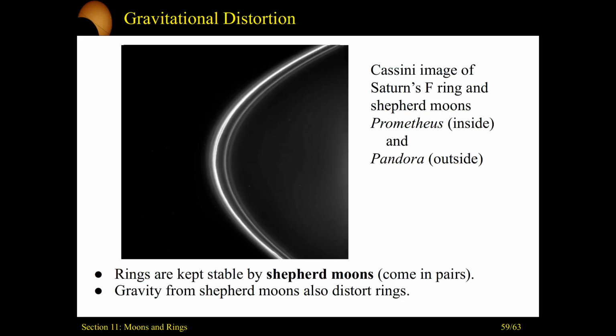Watch Prometheus, that's the inner one. Watch the ring carefully around here, and you see this bend kind of fly through the arc of the rings. What's happening is that there's a strong gravitational pull here, being slightly counterbalanced by the shepherd moon Pandora. And so you create these ripples through the ring systems.